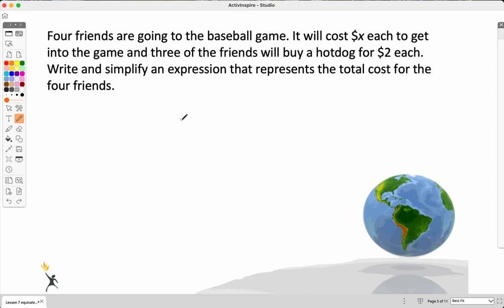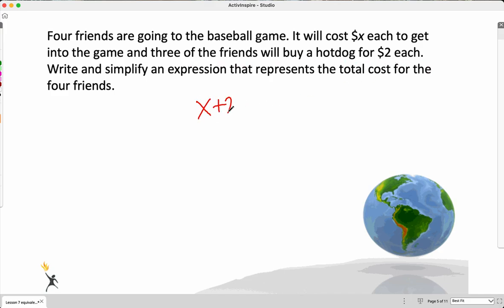All right. So same setup. We have 4 friends going to a baseball game. It costs them each X dollars to get into the game. And 3 friends buy a hot dog too. So 3 friends are going to pay X plus 2. 1 friend didn't want a hot dog. Maybe he doesn't like hot dogs. There's our expression. That's one way I could write it.